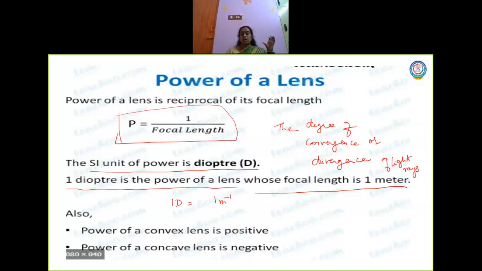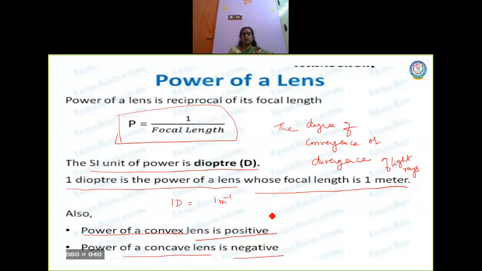So what is the ability of the lens when a light ray is incident on it, to converge it or to diverge it? Now convex lens converges the light, concave lens diverges the light. So it is the ability of the lens to make the light converge or diverge, that is measured as power. And power of a convex lens is always positive, and the power of a concave lens is negative.